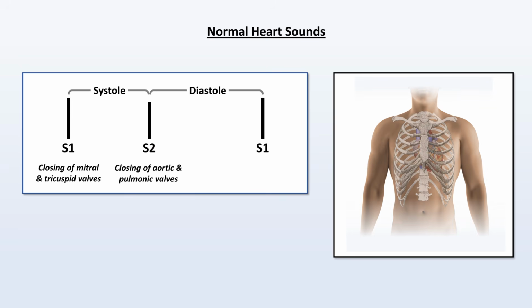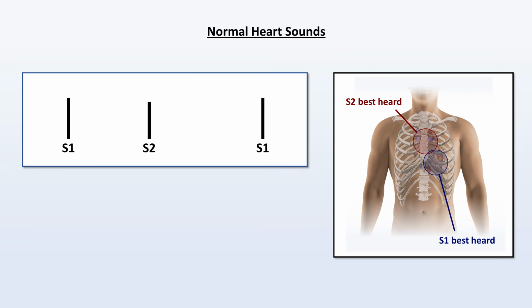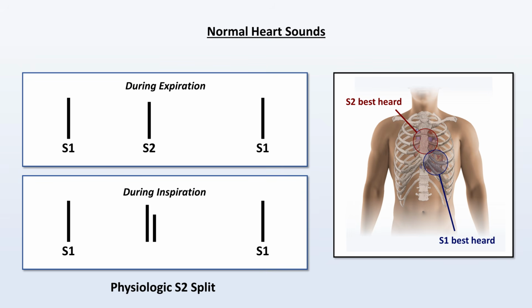As a general rule, S1 is best heard at one of the lower two auscultation positions, while S2 is best heard at the upper two auscultation positions. But both should be easily heard in all locations, and together the S1 and S2 comprise the lub-dub of the heart. While S1 is normally a single sound throughout the respiratory cycle, S2 normally displays a phenomenon called physiologic splitting, in which it is a single sound during expiration and becomes a very subtle double sound during inspiration. This is due to the aortic valve closing slightly earlier during inspiration and the pulmonic valve closing slightly later.